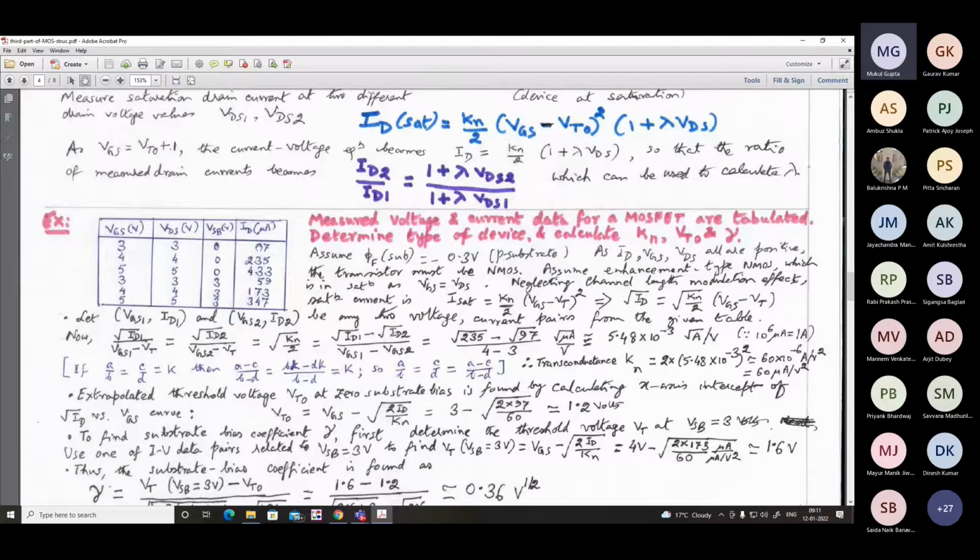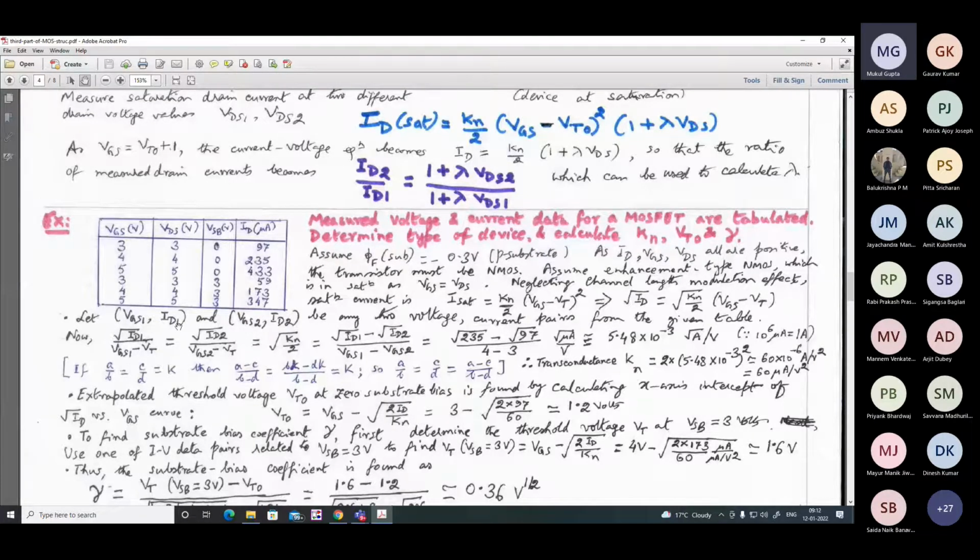Now assume that the electrostatic Fermi potential for the substrate, P-type substrate, is minus 0.3 volt. As ID, the drain current, gate to source voltage, and drain to source voltage are all positive, the transistor must be NMOS. That is your inference. Assume enhancement type NMOS, which is in saturation as VGS equal to VDS. Neglecting channel modulation effect, saturation current may be written like this: root over ID equal to root over Kn by 2 into VGS minus VT.